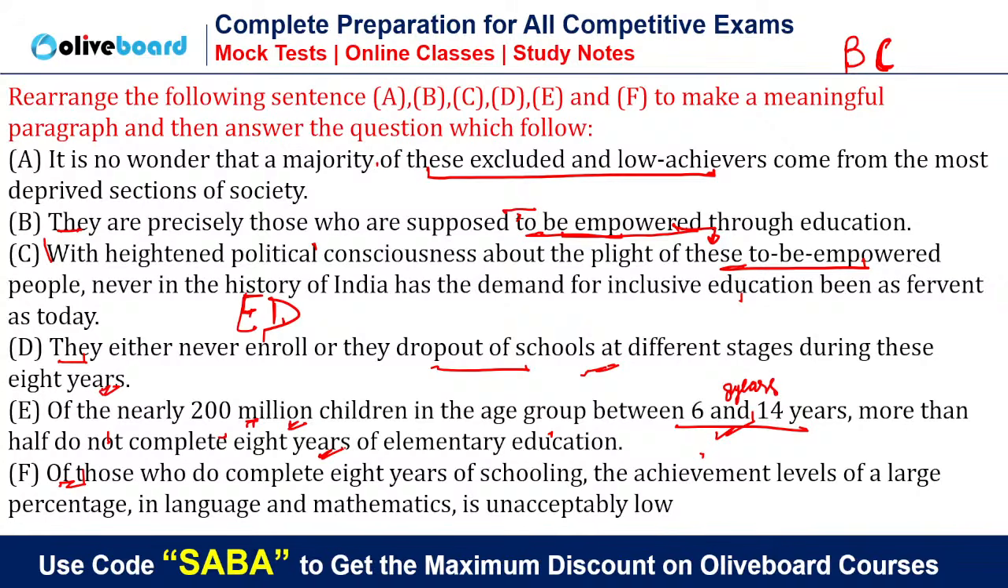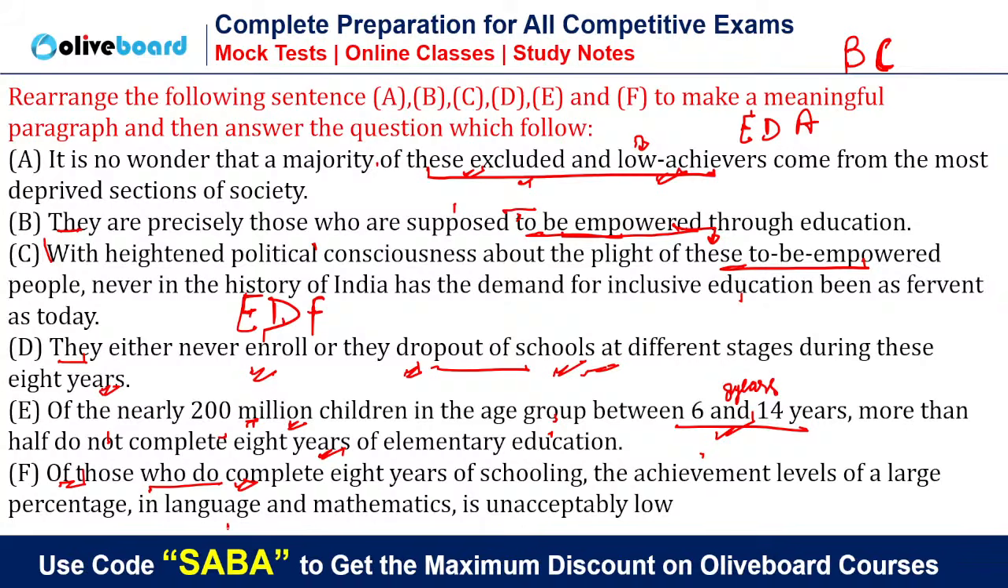After that, what will come? Then either never enroll or they drop out of schools at different stages during these 8 years. Now, then can we say F will come? Of those who do complete. Now A will not come, guys, because here you are talking about only excluded low achievers. Now many people did EDA. Now listen to me. In A we have discussed excluded and low achievers. In D till now did we discuss any performance? So EDA will form a pair or EDF will form a pair.